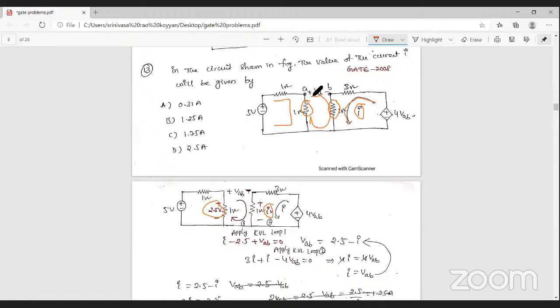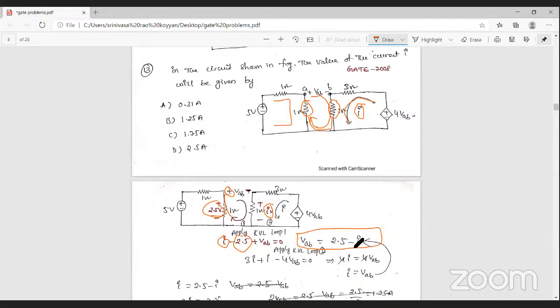Then you can apply the mesh analysis in this loop. Then you can get I volts, I into 1, that is I volts. Again, the current is entering into 1 ohm resistance. What is the voltage here? 2.5 volts, that is negative, minus 2.5 volts. Again, the current is entering into here. What is the terminal here? That is positive. VAB is equal to 0. Then VAB is equal to, this is the condition.